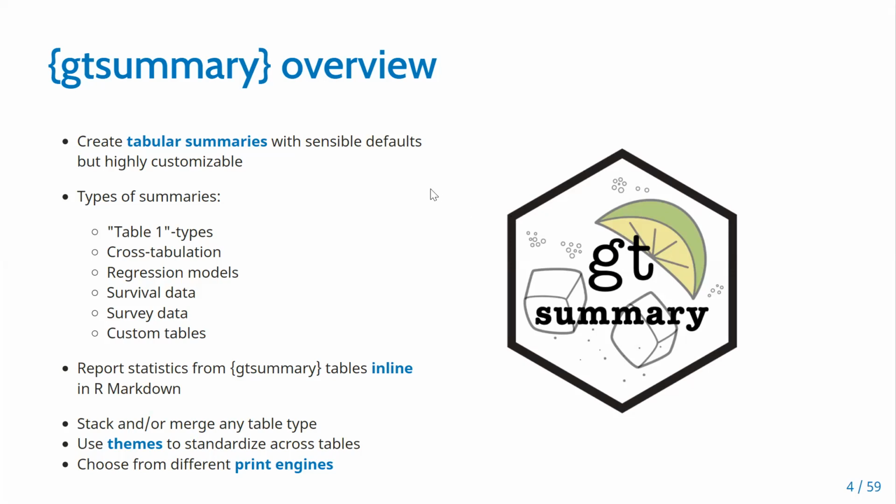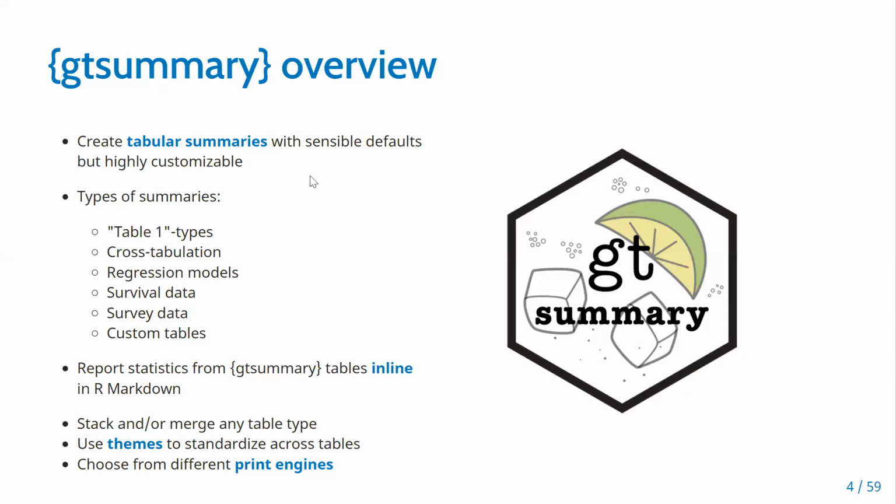So the gtsummary package makes a few different types of tables. Table 1 types that you see in your journals that you submit to, cross tabulations, summaries of regression models, summaries of survival data. If you use survey data, there are functions for that. And also, there's a bunch of functions that help all of these tables work together, merge them, stack them, add additional columns of information, so you can easily create custom tables as well.